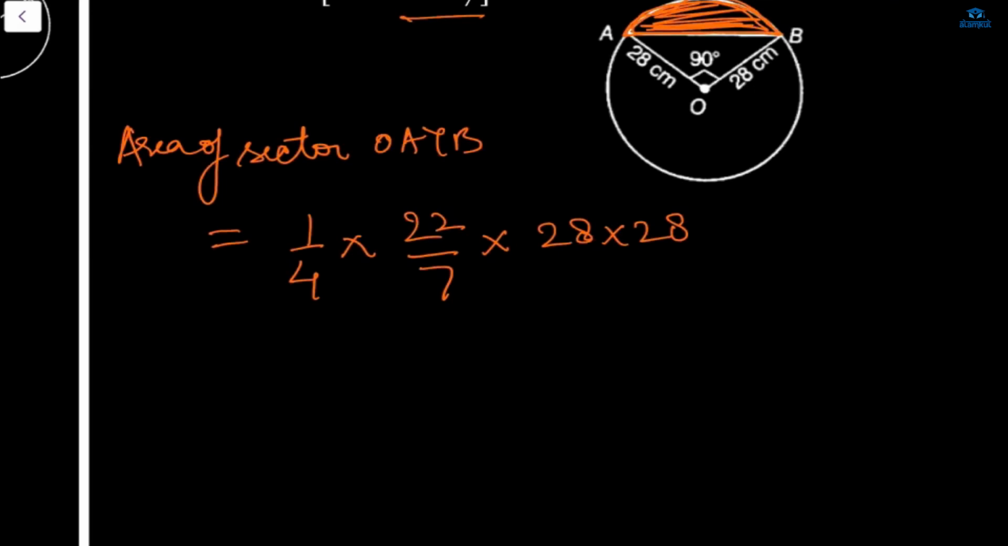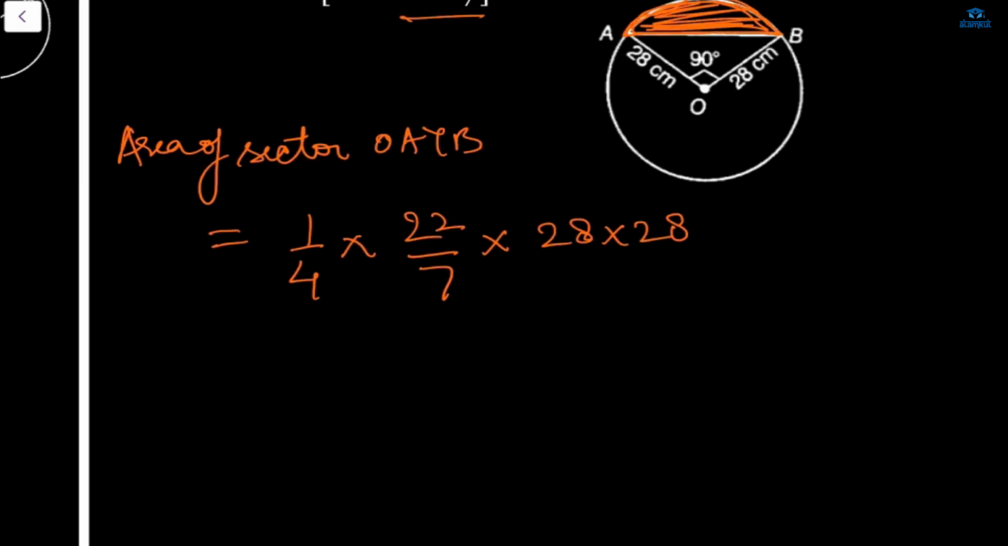Yes, ma'am, it was root 3/4 a square. Root 3/4 a square, I think that's for an equilateral triangle. Yes, it's for equilateral. No, you are not correct. Since this is a right triangle, we can do half into 28 into 28. I'm just telling you because both will always be radius. Whenever you are finding out this triangle area, both of them will always be radius.